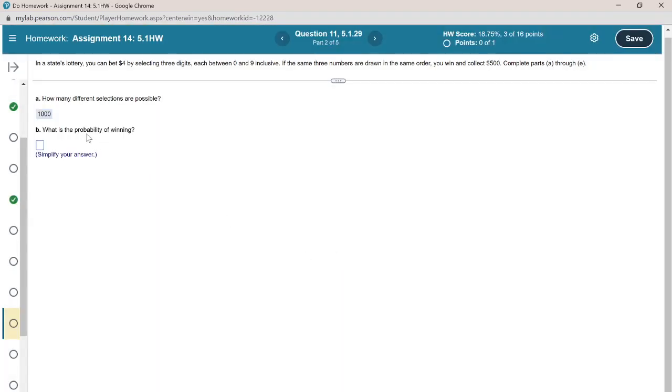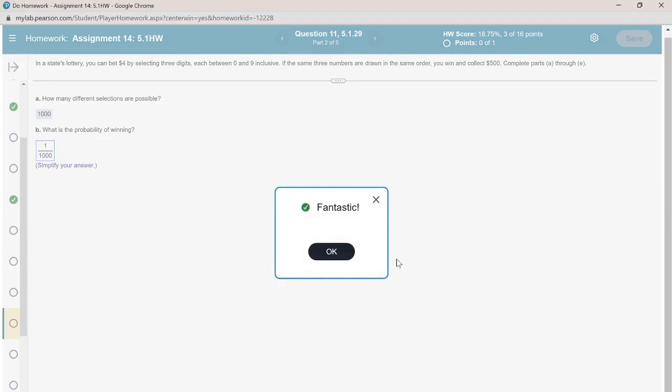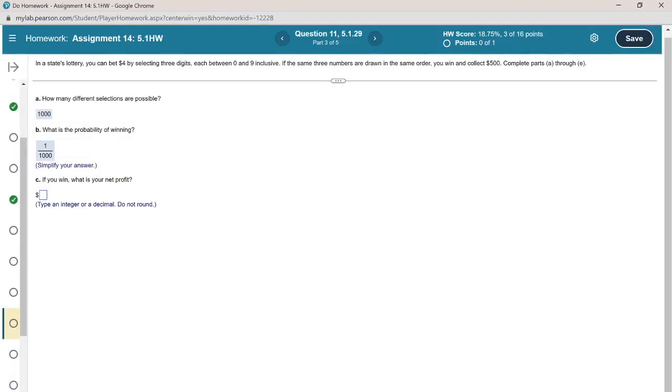What is the probability of winning? Out of those 1,000, only one of them is going to win, so the probability of winning is 1 out of 1,000. And now if you win, what is your net profit? According to the problem, you are going to get 500, but out of this 500 you already paid $4 for the ticket price, so it would be 500 minus 4, which is 496.